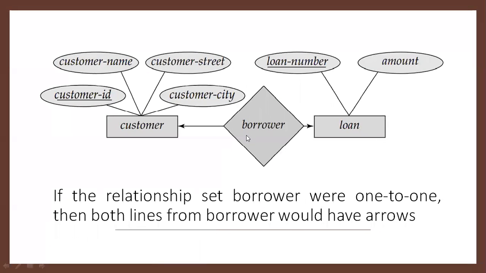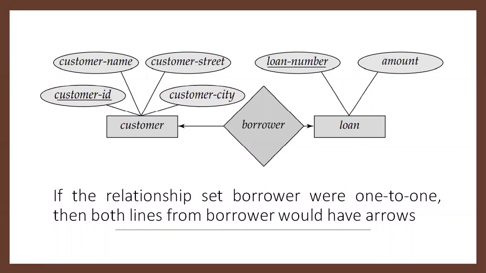We'll go to the next slide. Now this is one to one. If the relationship set borrower were one to one, then both lines from borrower would have arrows. So only one customer is having only one loan account. If this is the situation, then it is represented using two arrows from borrower to entity set customer and entity set loan respectively. So this is how one to one is shown.